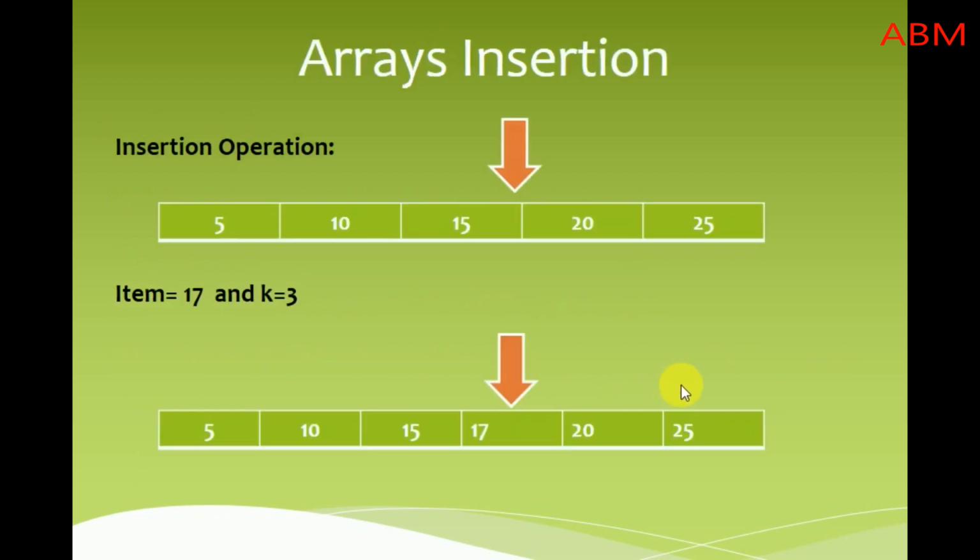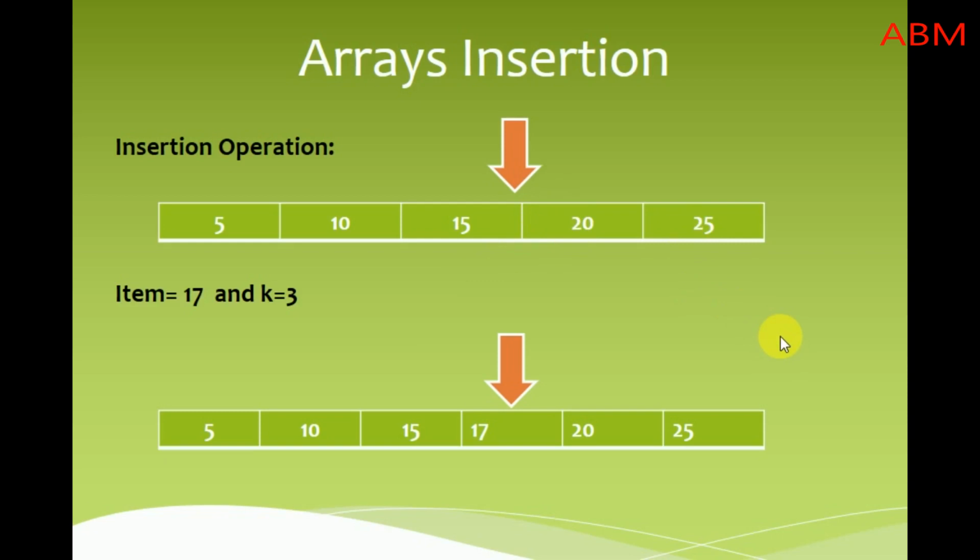How data is inserted, I will check in detail. The same array is here, with 5 elements, and its indexes are from 0 to 4, and we want to insert 17 at index number 3. This is 0, 1, 2 and 3. Actually we want to add 17 in the place of 20, so the 20 will go to the further indexes.